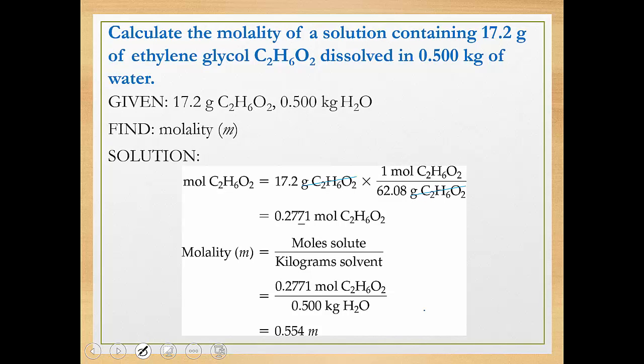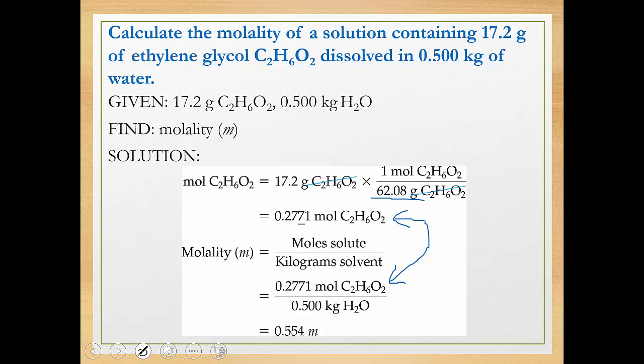So let's say I wanted to calculate the molality of a solution that had 17.2 grams of ethylene glycol, which is C2H6O2, dissolved in 0.5 kilograms of water. Very simple. I need to know moles of solute, and I'm given grams, so I need the molar mass of ethylene glycol. They've calculated it here as 62.08. We get our number of moles, and then plug it in down here, divide by, in this case, not mass of solution, but mass of solvent. That gives us the molality.